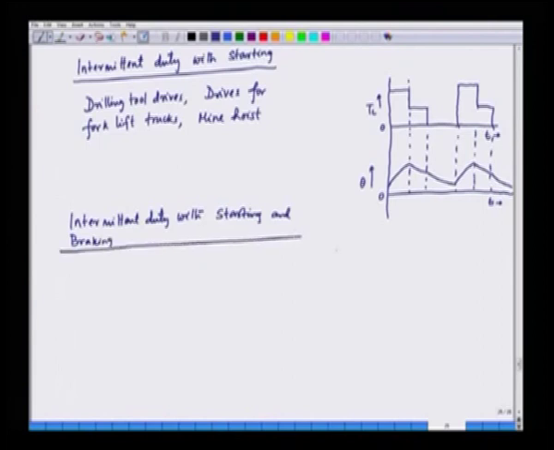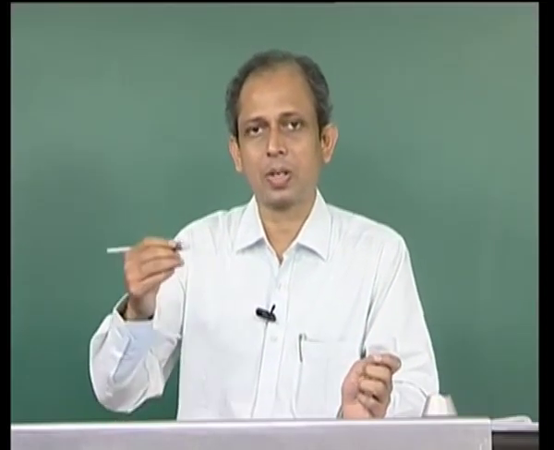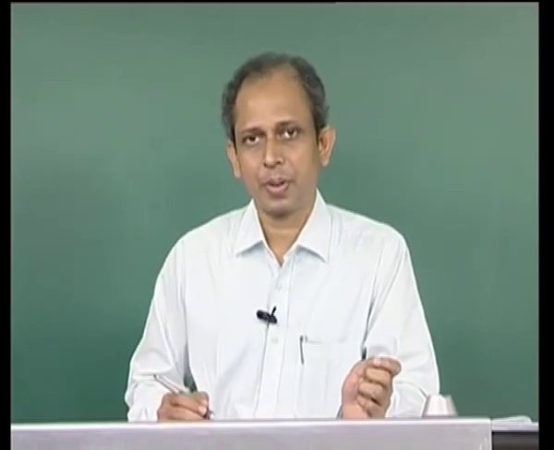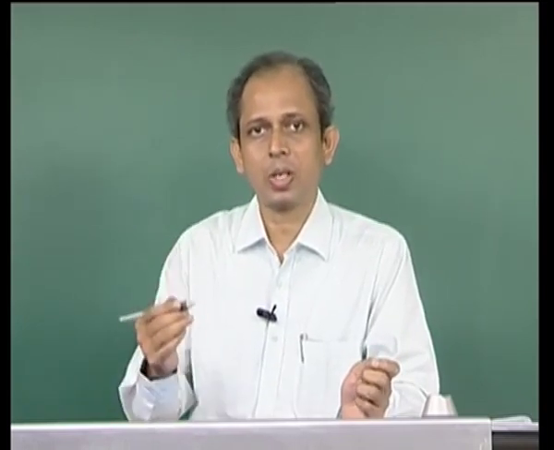So, we have the classifications like this. We have the load torque and we have the temperature rise. How does the load torque change? Starting requires a large torque. The inertia of the drive is very large. The locomotive has a large inertia, so it has to start against this inertia. So, the starting torque is very high, and then it runs and the running torque is comparatively less.